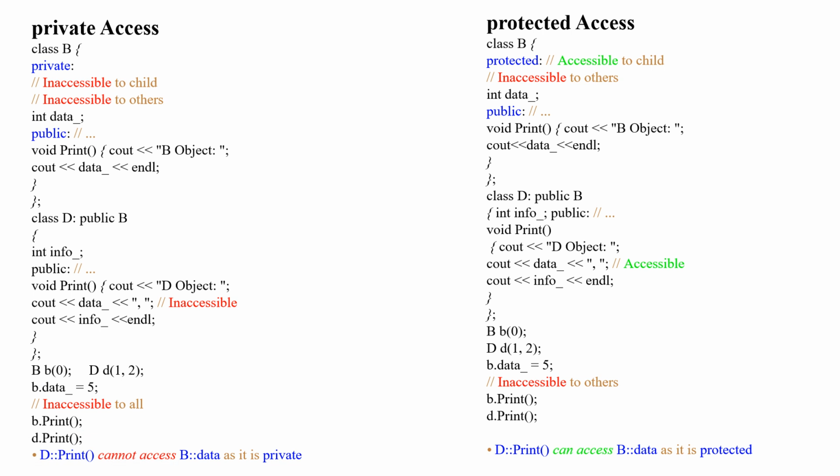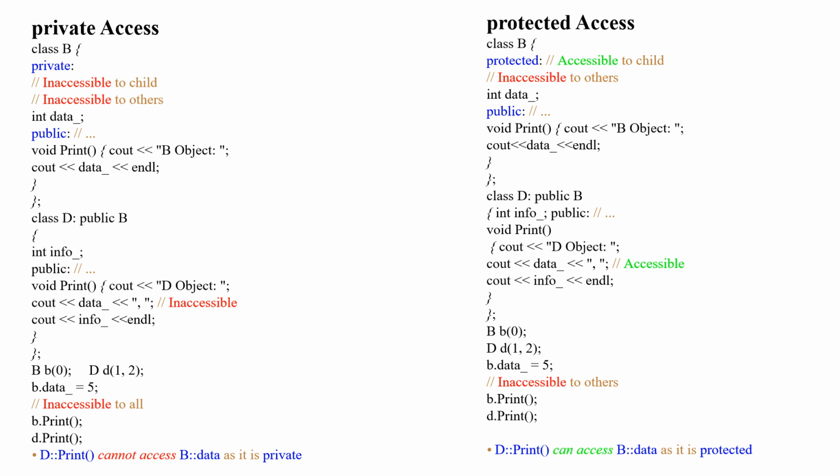So when we create an object d of class D with initial values 1 for data and 2 for info, we try to directly modify the private member data underscore of object b, which is not allowed because it's inaccessible from outside the class. So we attempt to call the print function for both objects. When b.print is called, it tries to print out the value of data underscore, but since data underscore is private and cannot be accessed from outside the class, it won't compile.